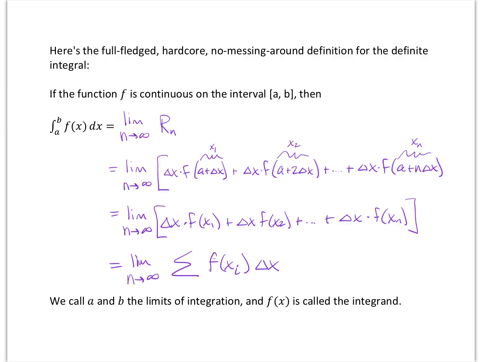So I'm going to put i equals 1 to start and stop it at n. And then we just need to say delta x. Remember, we define that as b minus a over n. And x sub i is a plus i delta x's, right? Because that's how I defined these x sub n's, a plus some delta x's. We call a and b the limits of integration, and f of x is called the integrand.